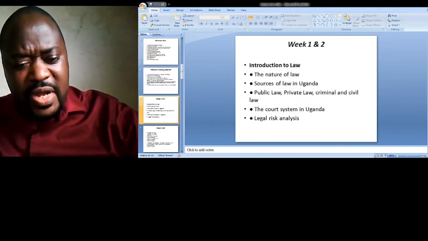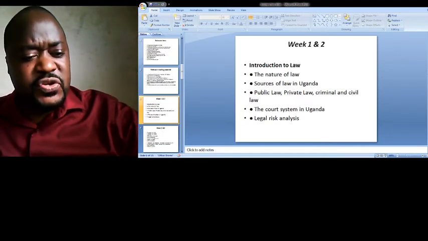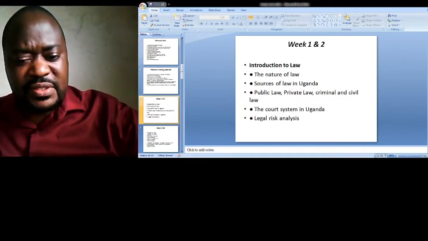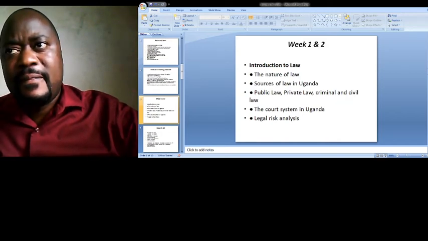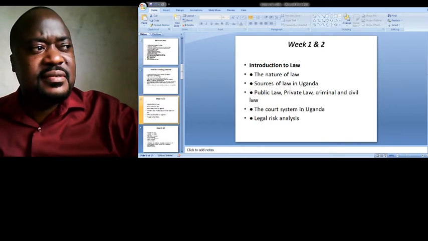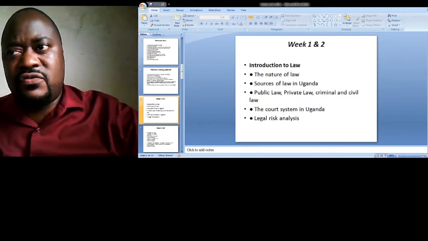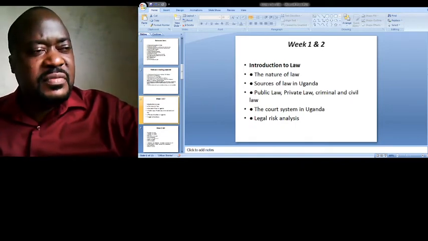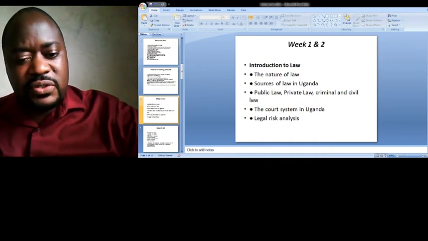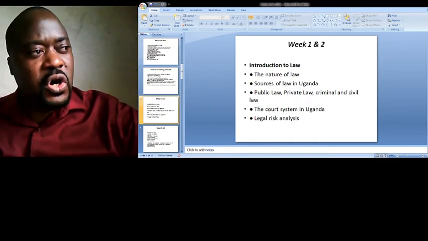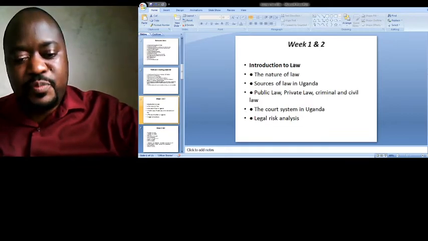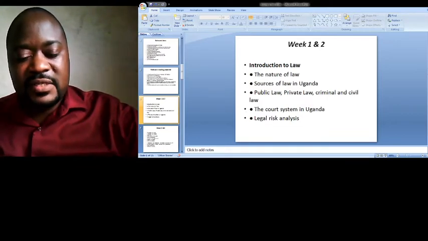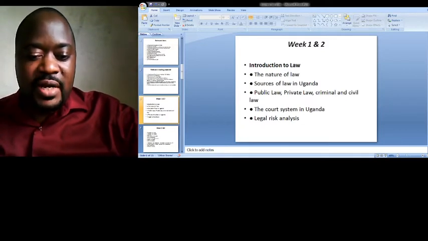The court system in Uganda, we also look at the court system in Uganda. It is important for us to look at the court system in Uganda. And in case you have a conflict amongst yourselves, where do you run to? Which one is the first court of instance? And under the court system in Uganda, we'll address ourselves to the LC court system, the magistrate courts, high court, court of appeal or constitutional court, and then we'll also look at the Supreme Court as the basis of the court system in Uganda.